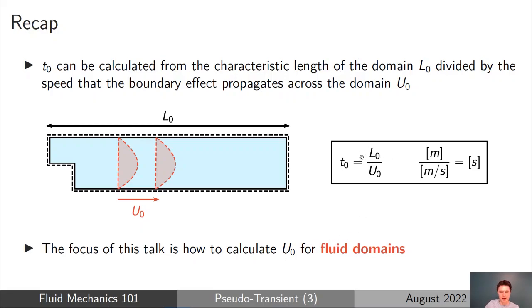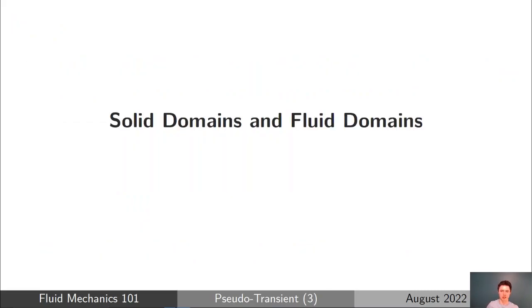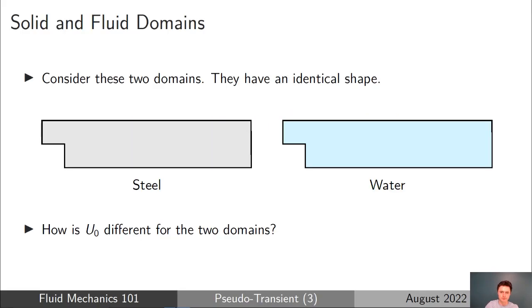We specify the characteristic length of the domain using the techniques that I went through in part 2, and then we calculate the characteristic speed that the effect of boundaries propagate across the domain. We divide one by the other. That gives us the propagation time, or the characteristic time, and then we use a fraction of that to specify the pseudo time step, and we use that to iterate through our steady state calculation until we achieve a converged steady state solution that doesn't vary with more iterations or more pseudo time steps.